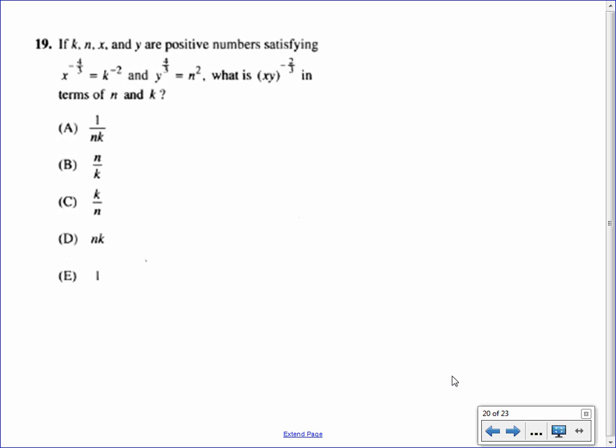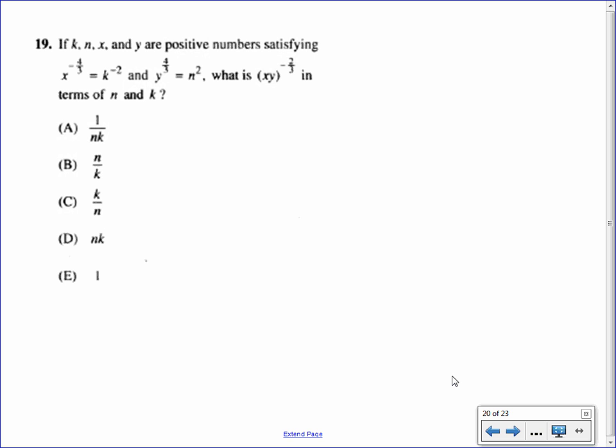This is question 19, test 7, section 7, page 790. So the question reads: if k, n, x, and y are positive numbers satisfying x to the negative 4/3 equals k to the negative 2 and y to the 4/3 equals n squared, what is (x times y) raised to the negative 2/3 in terms of n and k?